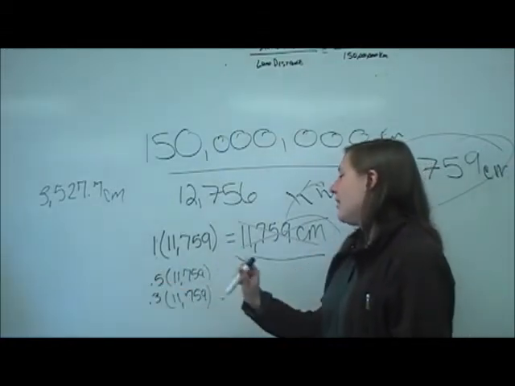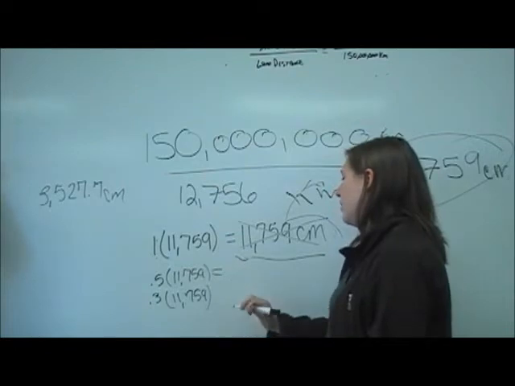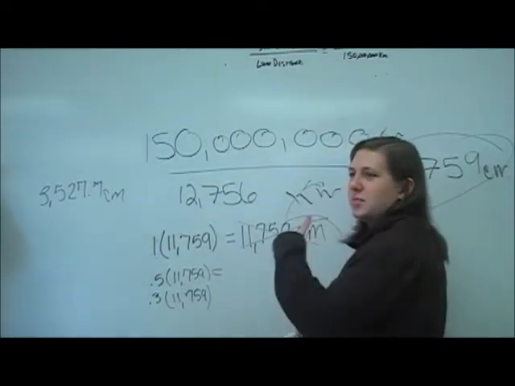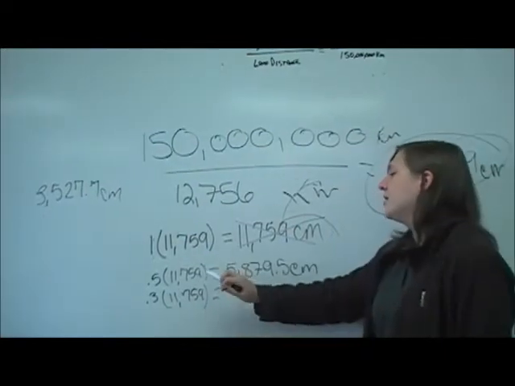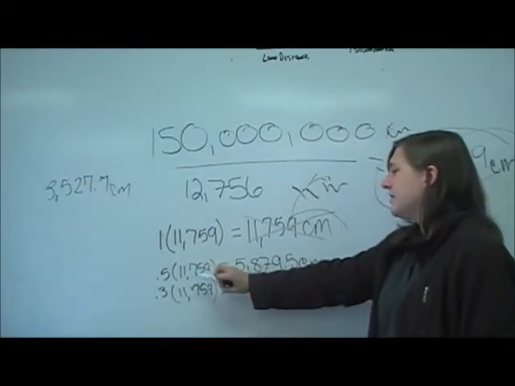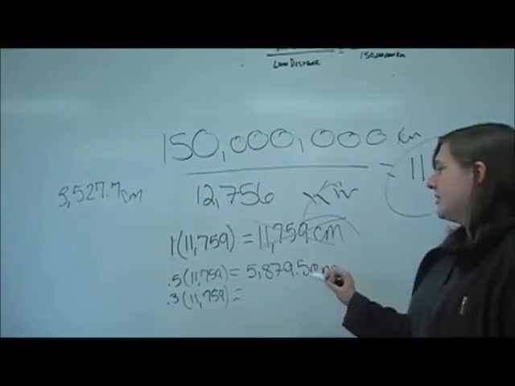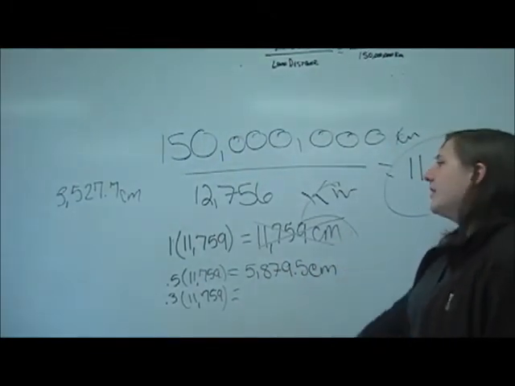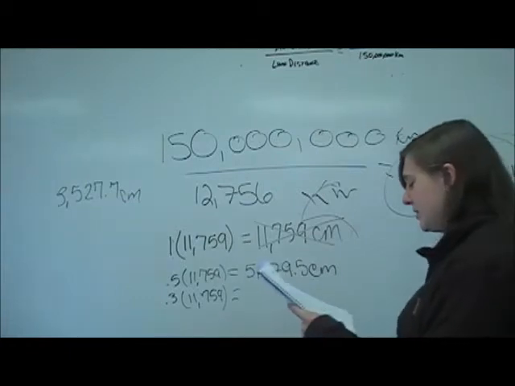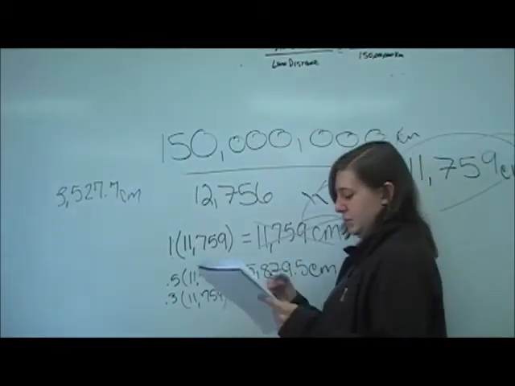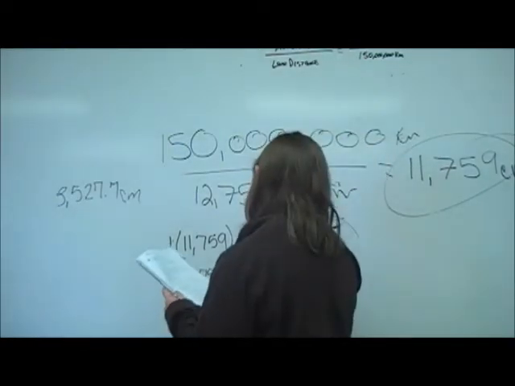So we did 0.5, half the first one. We sort of just went down the row. By the distance between, which is 11,759, we got 5,879.5 centimeters. That didn't fit either. So we took the 0.3 and multiplied it by the distance between. 0.4 was too big, and 0.2.